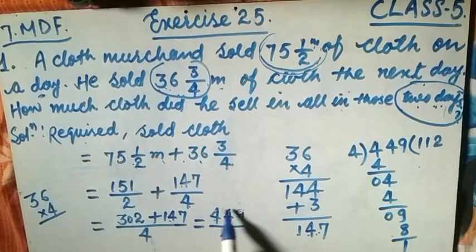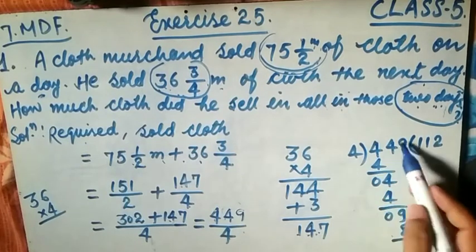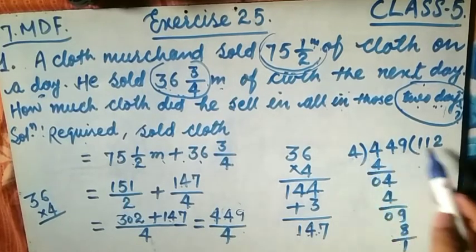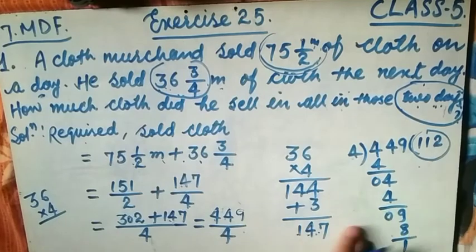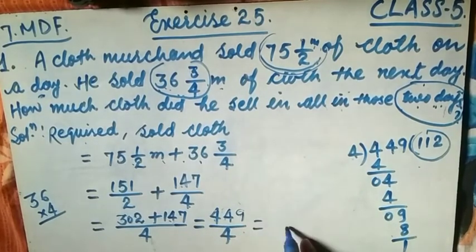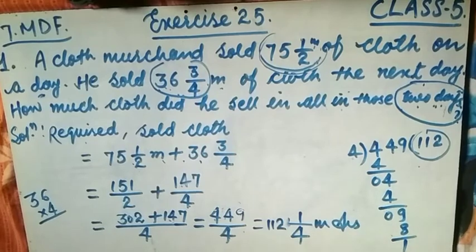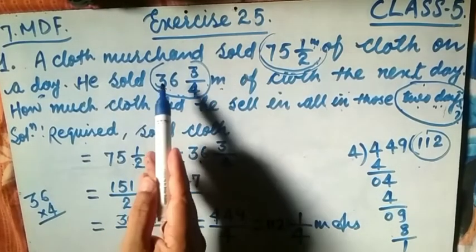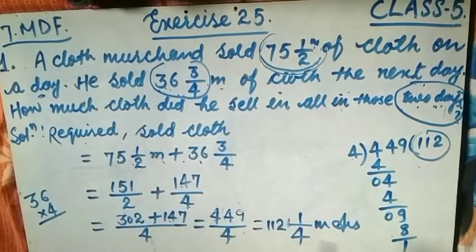Now we have to change this fraction into a mixed fraction. This number is divided by 4, and here is the quotient. First write the denominator 4 as it is, and the quotient is here 112, and the remainder is 1. This means this merchant sold total cloth in length 112 and 1/4 meter. So this is your final answer.